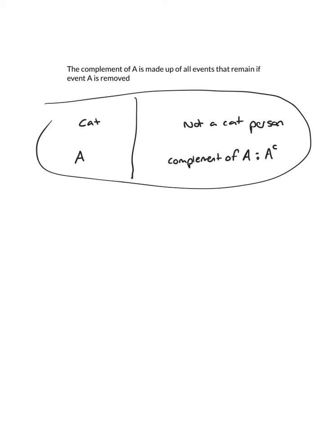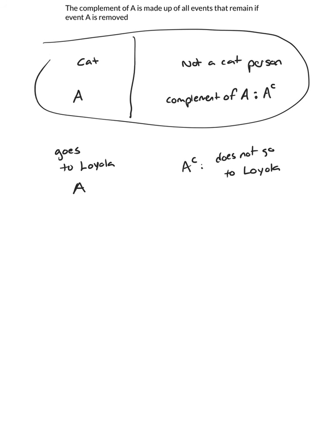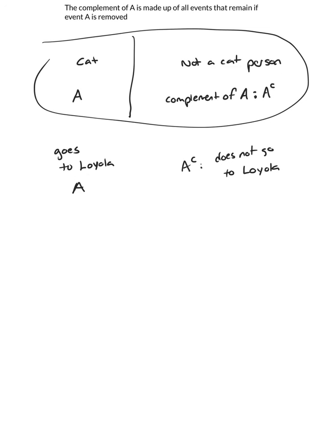So let's go ahead and try a couple different examples. Okay, so if I say someone goes to Loyola, I want you to think about what the complement of that would be. That is, if this is A, the complement would be does not go to Loyola. That is, when we're talking about complements, we're really just talking about this whole idea of having an opposite.